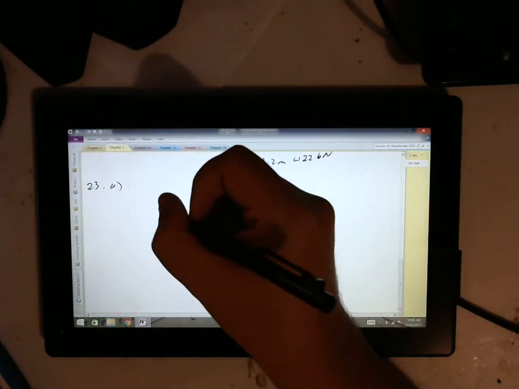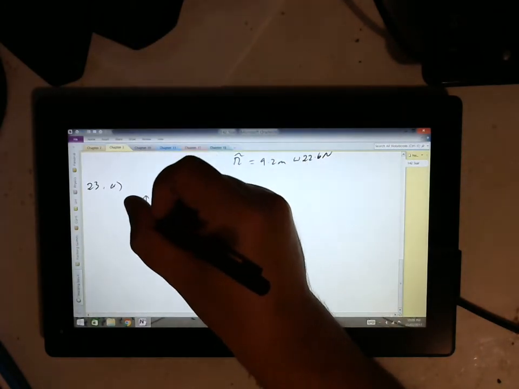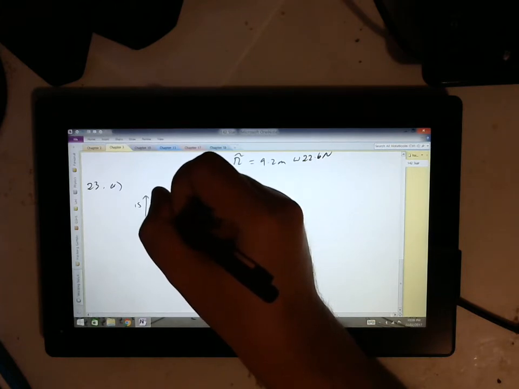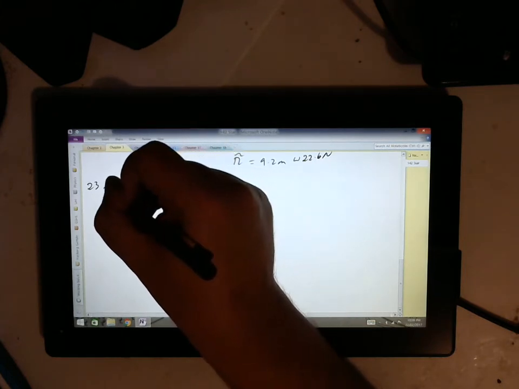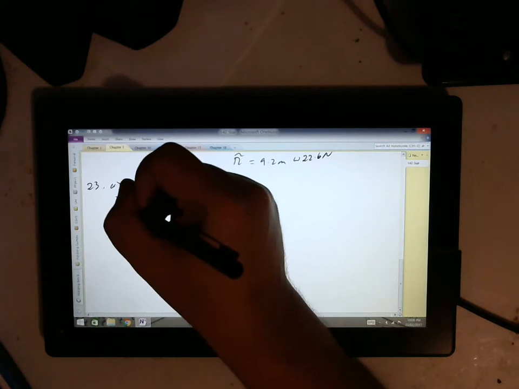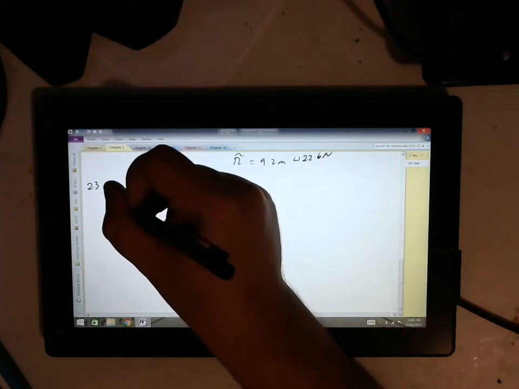So our first one, we have 15 meters north plus 23 meters west, so a little bit longer, plus 20 meters south.